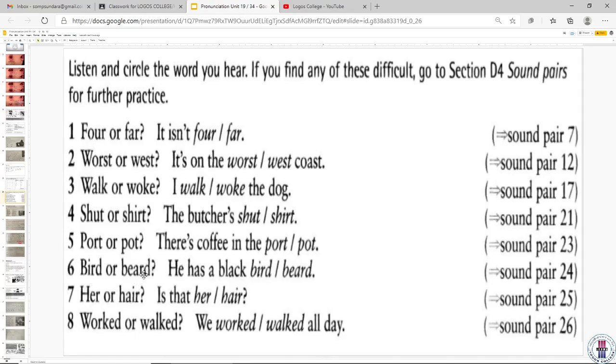This spells almost very similar to herd, H-E-A-R-D, but of course English is, that's what makes English hard. This is pronounced beard. Number 7, her, hair, her, hair. Number 8, worked, walked, worked, walked. This has the all sound.